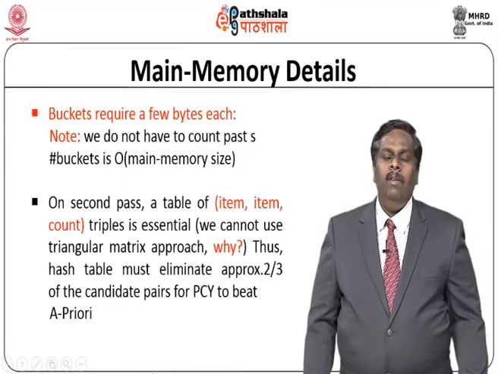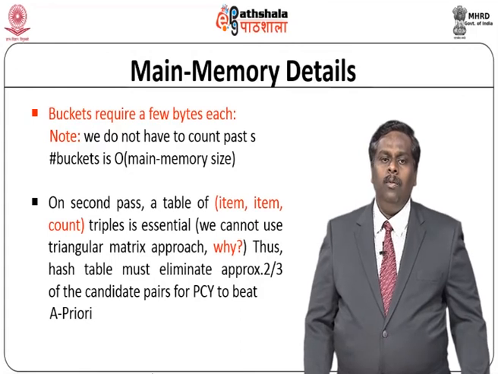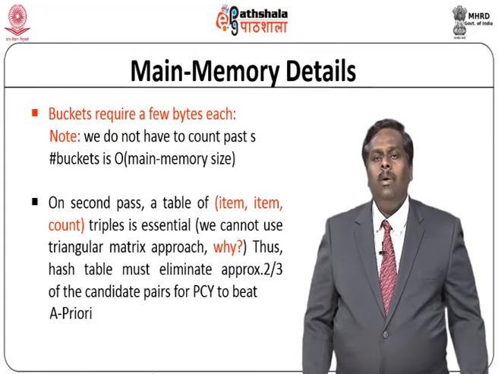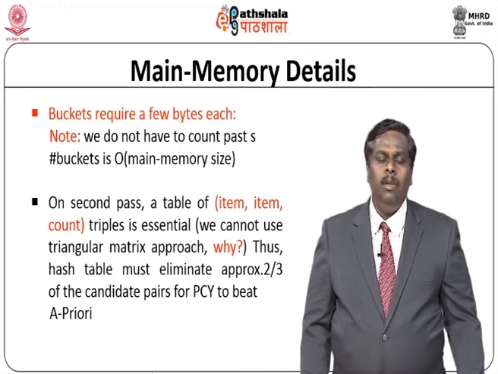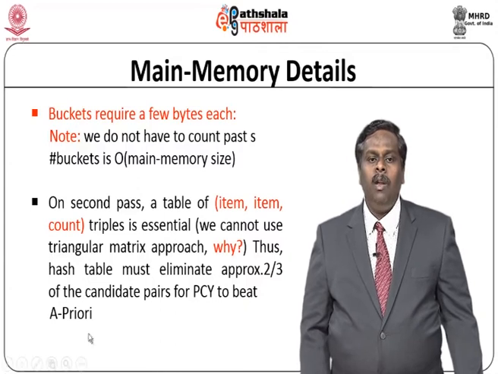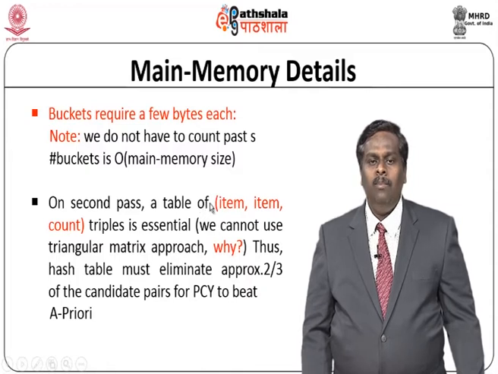So, here, as mentioned previously, the counts of candidate pairs will always be there in pass 2. Now, when we are dealing with the main memory, buckets also require a few bytes for the purpose of holding additional details. This is once again going to increase the cost, in the sense of computational time. So, the number of buckets is in the order of the main memory size. So, during the second pass, a table that comprises item i, item j and the count, which is a triple, is essential.